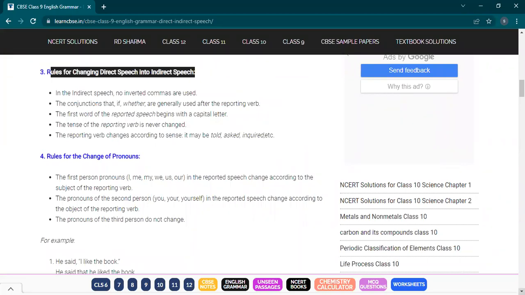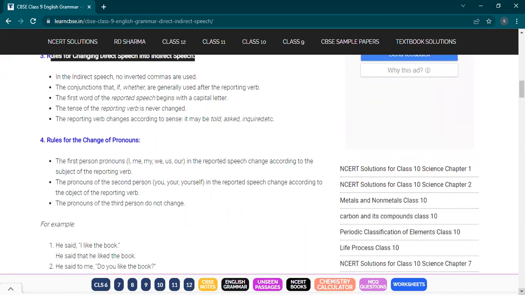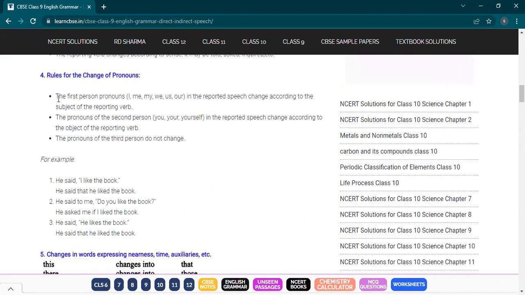Bhavansh is also. Rules for change of pronouns.